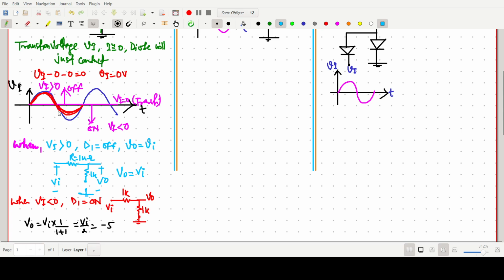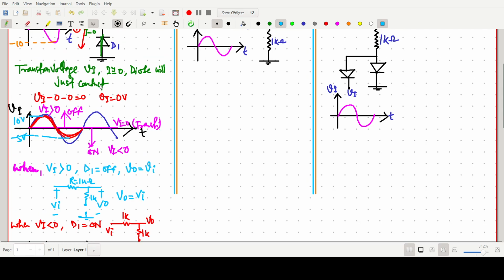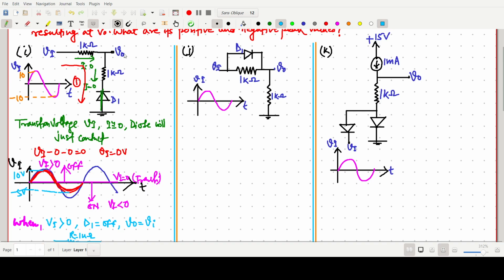So we can say this value will be minus 5, and this should be our 10 volt. So minus 5, 10 volt. So here the V peak positive will be 10 volt, and V peak negative will be minus 5 volt.